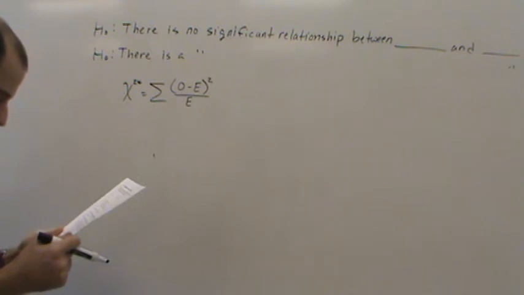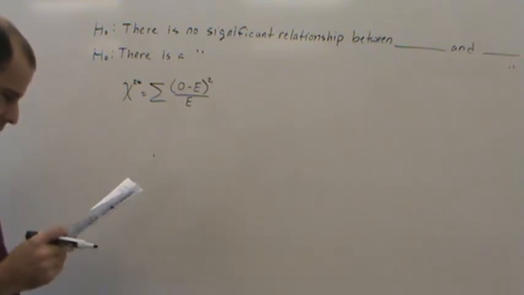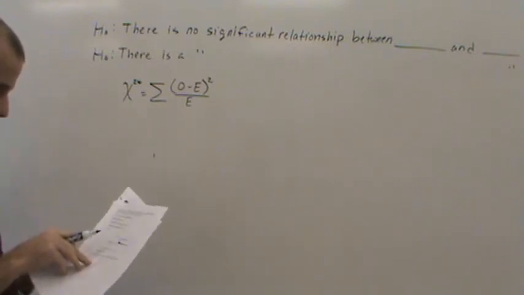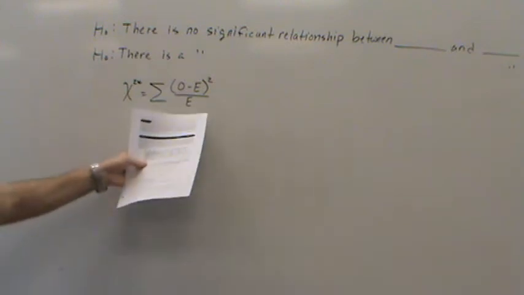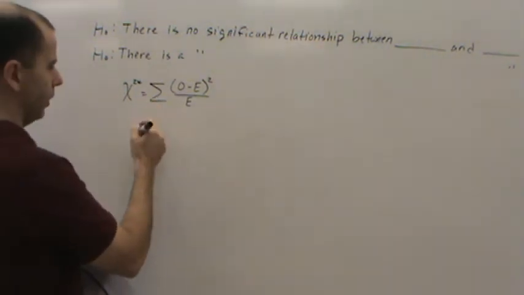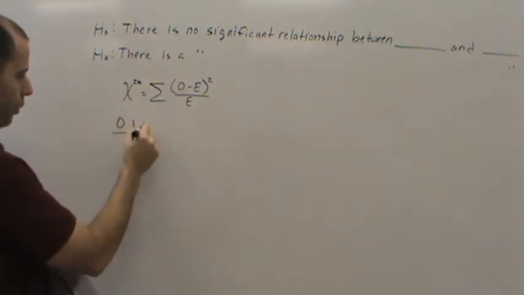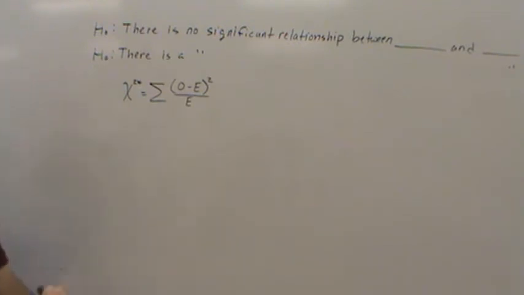Let's see, how do I want to do this? You know what, let's do an example. That's going to be the best way to do it. This is no longer going to be a table where we're summing up over a table of values where we have O and E. Now we're going to deal with contingency tables that look like this.